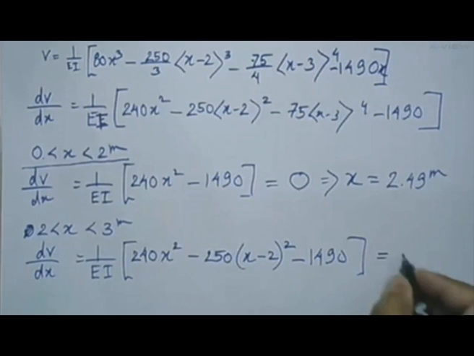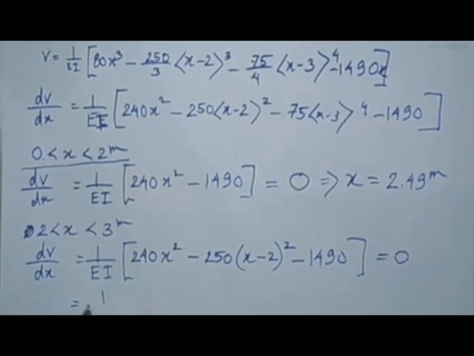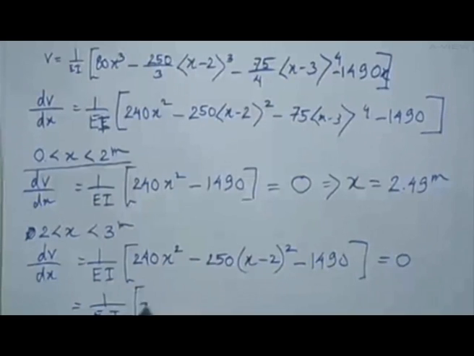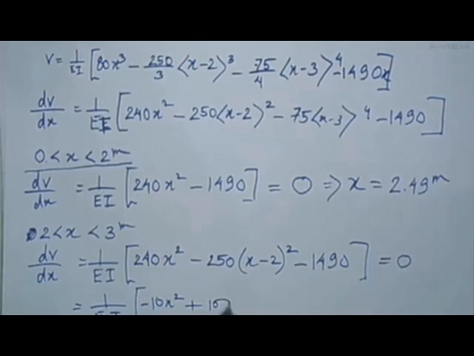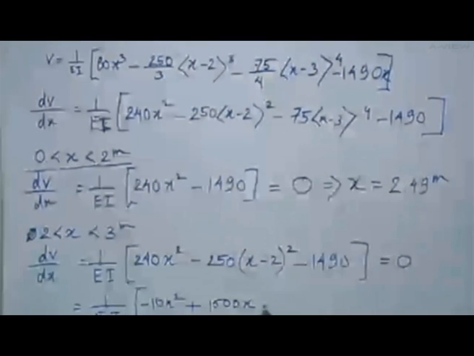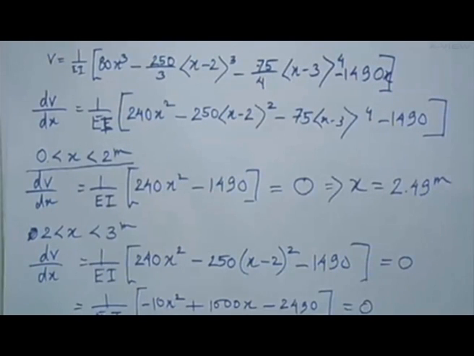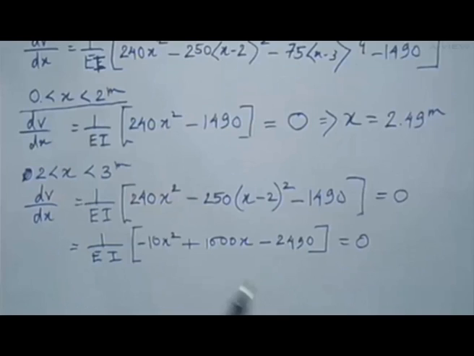Now, if you put this to 0, then you will get a quadratic equation. If you expand the (x minus 2) whole square and rewrite it, you will get 1 by EI, minus 10 x square plus 1000 x minus 2490 is equal to 0. Now if you solve this, you will basically end up with two values of x. This is a quadratic equation.